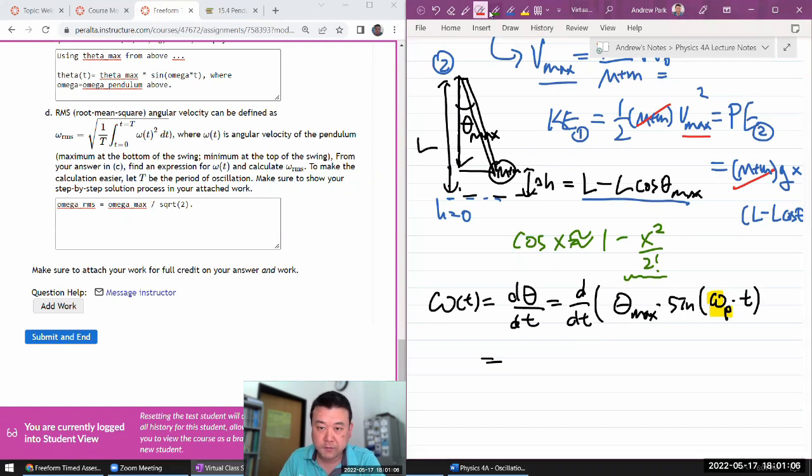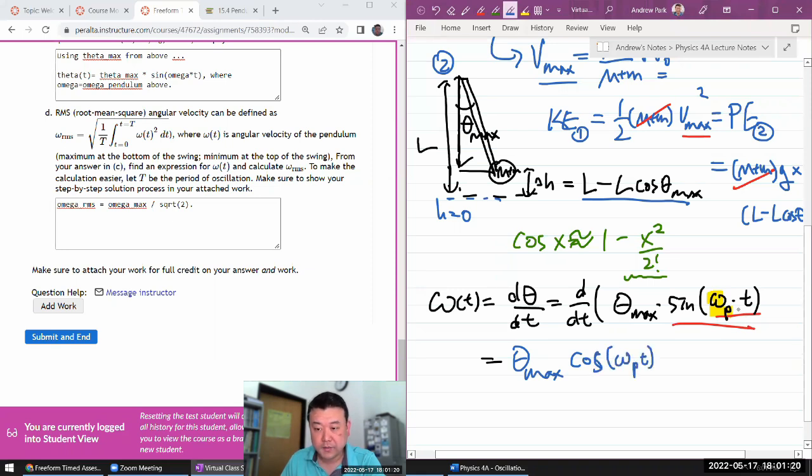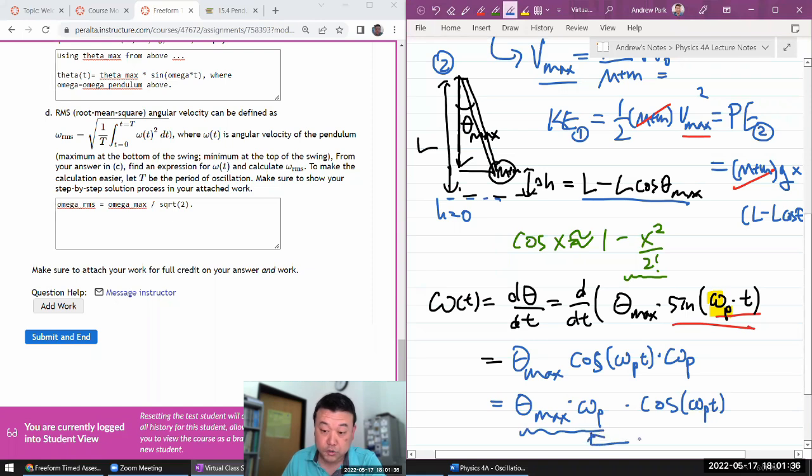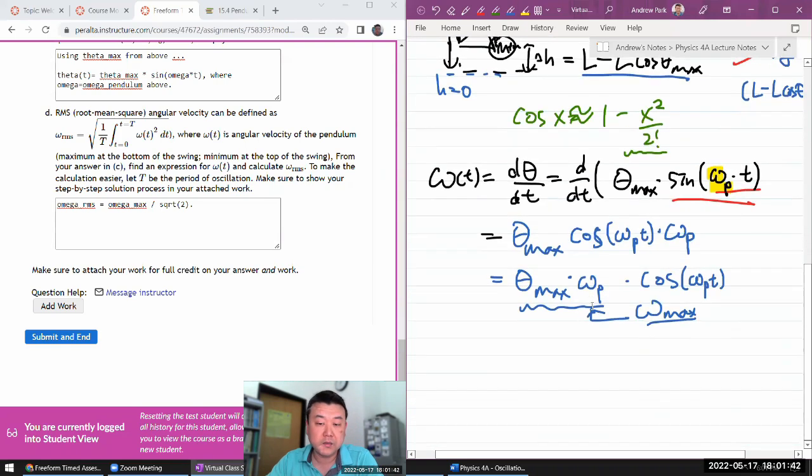And here I use chain rule. Take the derivative of the outside and then the inside. So I should get theta max. Derivative of the outside is cosine of omega pt, and the derivative of the inside is just omega p. So I have theta max times omega p times cosine of omega pt, and I'm going to choose to label this as my omega max. This is my amplitude in the oscillation of the angular velocity.